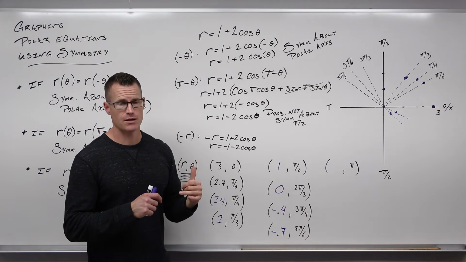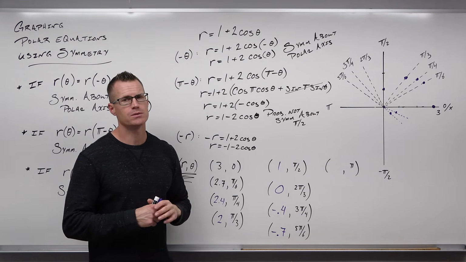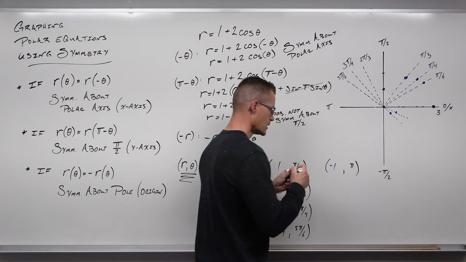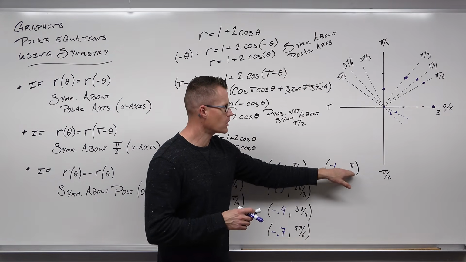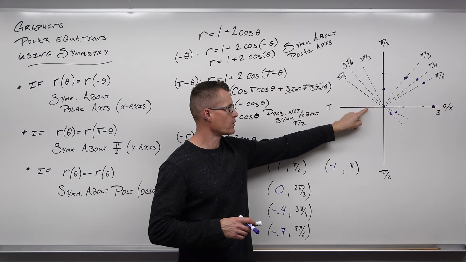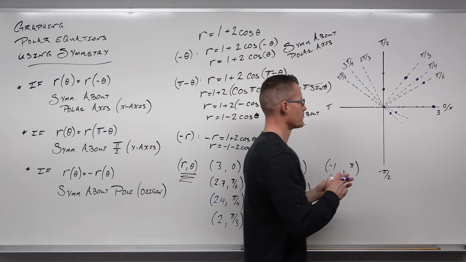Cosine of pi is negative 1. 2 times negative 1 is negative 2. 1 minus 2 is negative 1. So what this says, polar coordinates, go to pi all the way to here. Instead of going along the ray 1, go in the opposite direction. That puts you right there.